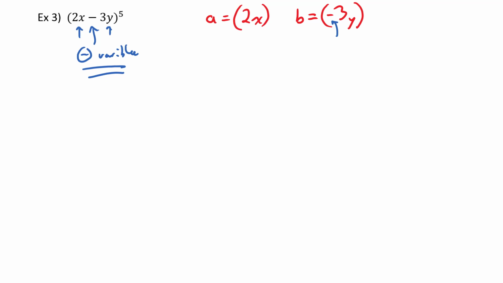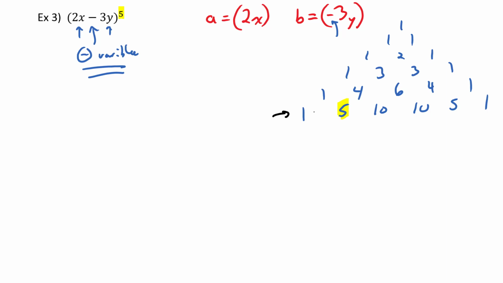We're going to go up to 5 here. So let's build that triangle. 1, 1, 1, 1, 2, 1, 1, 3, 3, 1, 1, 4, 6, 4, 1, 1, 5, 10, 10, 5, 1. There you have it. Going up to exponent of 5, we're using this row here. 1, 2, 3, 4, 5, 6 terms you'll get. This one's a bit more challenging. We're including a negative sign.